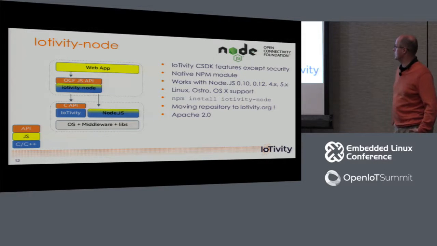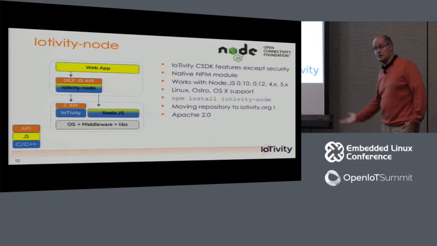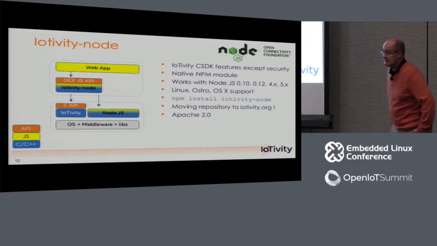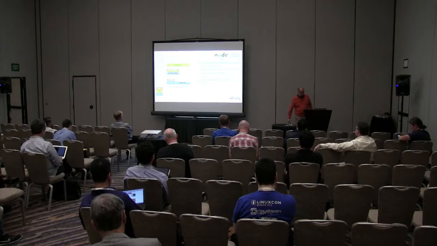It runs with various versions of Node, including the latest. We have that in Linux, Ostro. You can even run that on Mac. To start using it, you need to install Node. It comes with npm, which is the package manager. Then you just type in npm install iotivity-node. It downloads everything and builds, and you're ready to go. As we said, we are moving the repository to iotivity.org, so everything would be under one project.